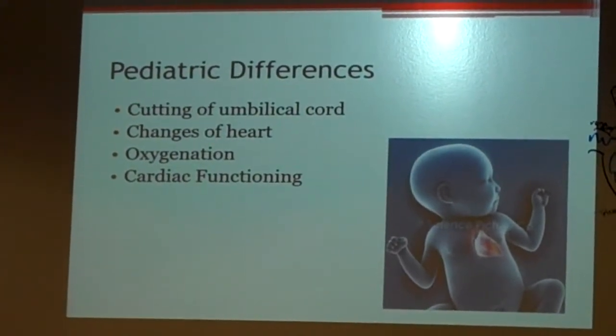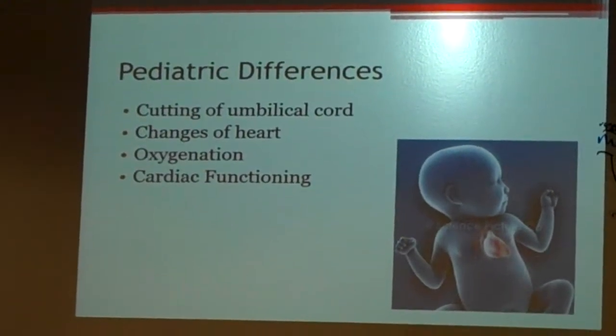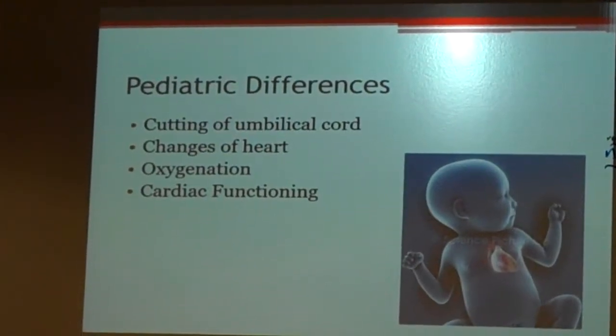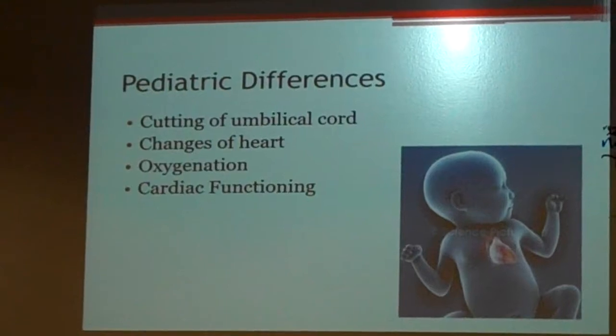Cardiac output depends primarily on heart rate until the heart muscle is fully developed, which doesn't happen until 5 years of age. Infants have less compliance of the heart muscle, so stroke volume cannot increase.